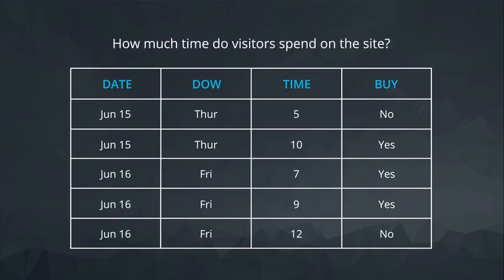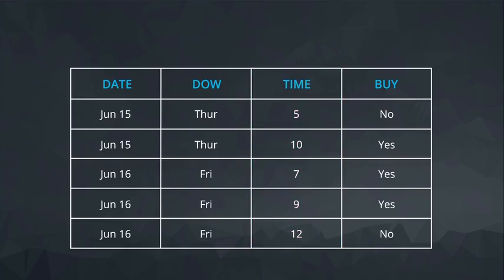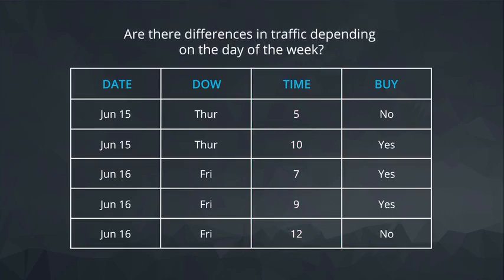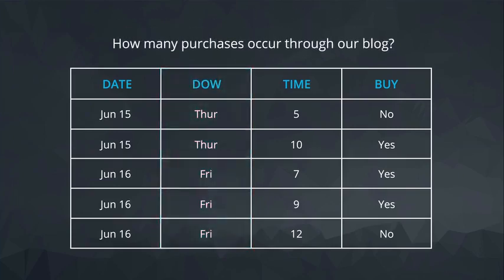When using spreadsheets, we frequently analyze a full column to answer our questions of interest. For example, to answer the question of how much time do visitors spend on our site, we need to look at this column. To answer the question of are there differences in traffic depending on the day of the week, we need to look at this column. And to answer the question of how many purchases occur through our blog, we need to look at this column.